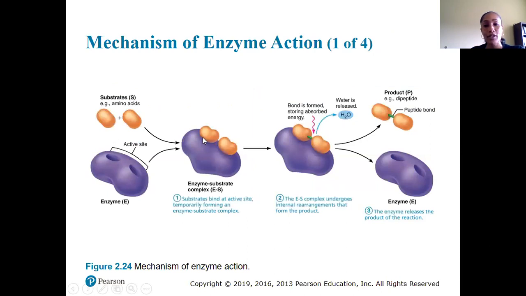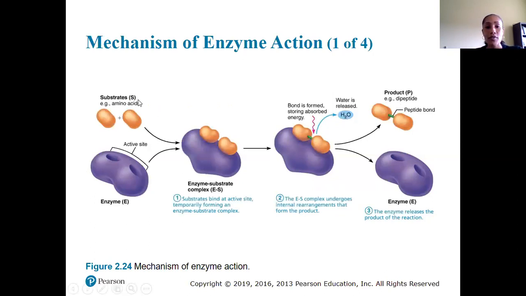And when we bring these substrates together, because now they're in the same space, these substrates can react together and we can form a chemical bond between the two substrates. Of course, we're using the process of dehydration synthesis because we're releasing water. And when we form that bond between these two substrates, that product is released from the enzyme, and the enzyme is ready and available to initiate another reaction.